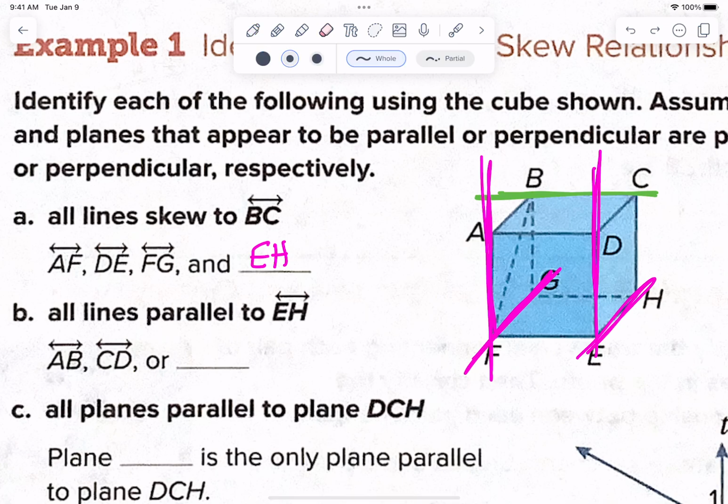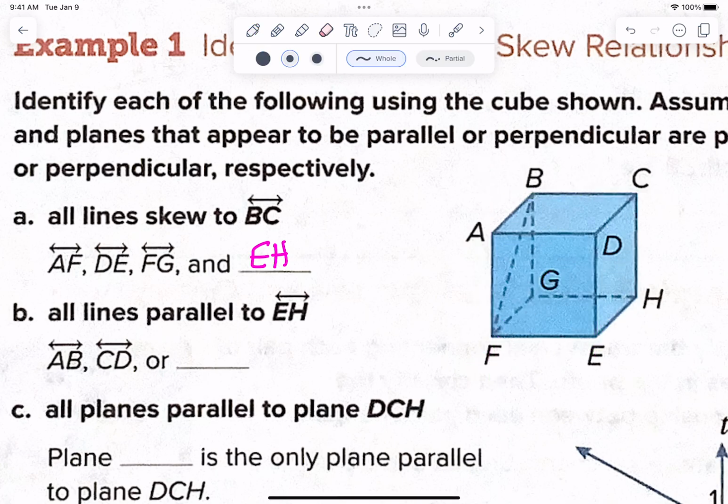All right, all lines. Let's go to the next one. All lines that are parallel to EH. Which one's parallel to EH? FG. CD. AB. Those are lines that are parallel, right? What else? What's the one they're missing? FG. Got it. These are super easy. Let's go through these faster.